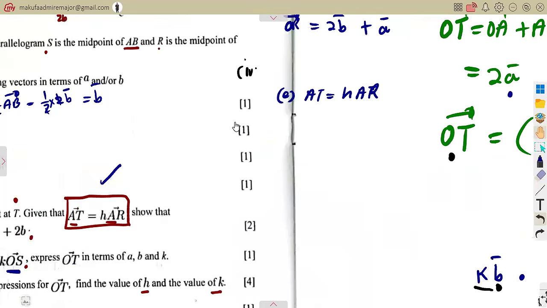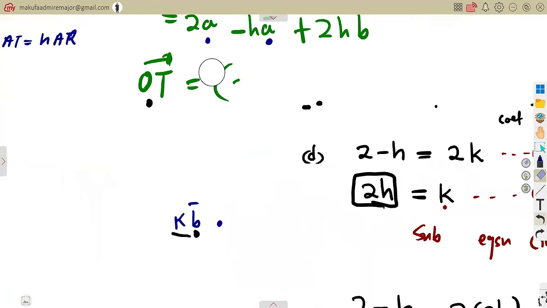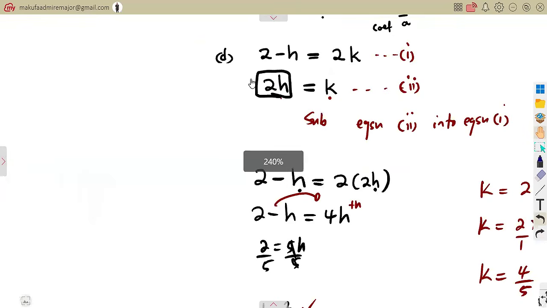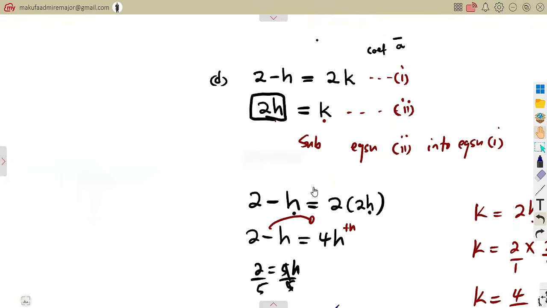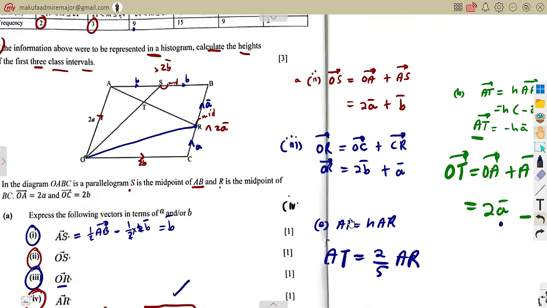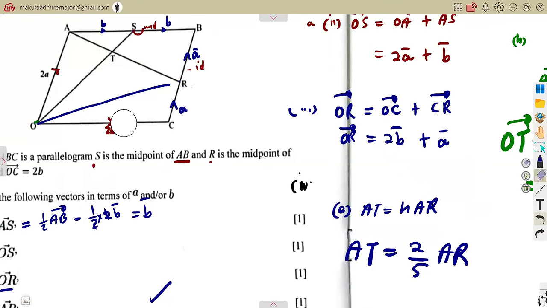And we calculated h, remember, we got our h. When we calculated this h, we got 2 over 5. There's a lot of things here. This is our h. So let's substitute and try to make meaning of this statement. If AT is equal to 2 over 5, representing h, of AR, what does it mean from our diagram if AT is 2 over 5 of AR? You analyze it from the diagram now.